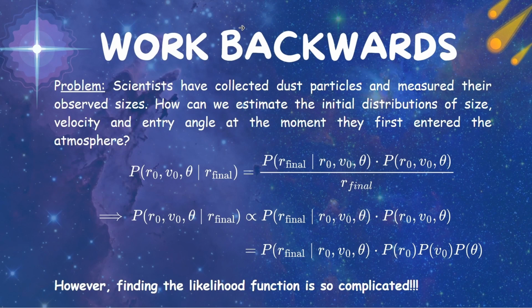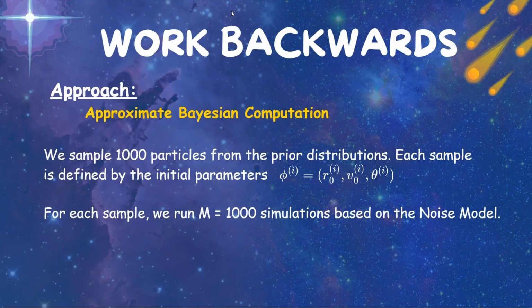The problem stated is that scientists have collected dust particles and measured their observed size. How can we estimate the initial distributions of size, velocity, and entry angle at the moment they first enter the atmosphere? The first idea we think of is to use Bayes' theorem, but you can see that the likelihood function, the probability of getting a final radius given a starting state, is far too complicated to solve. We use the ABC approach, which stands for approximate Bayesian computation.